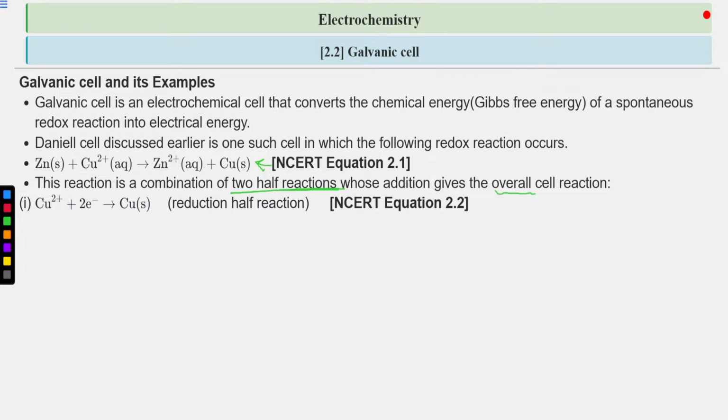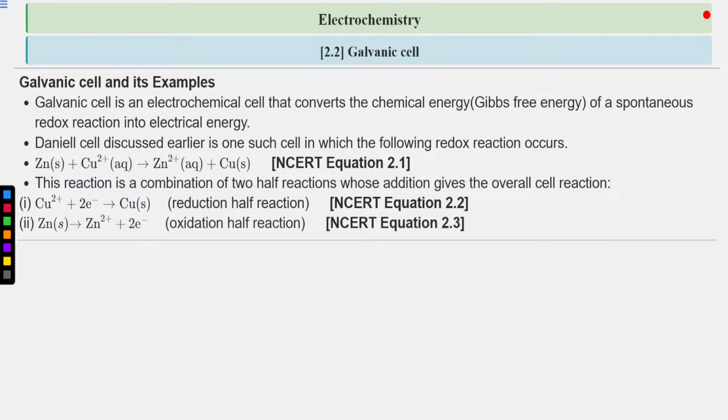If you add them, they will give the overall cell reaction, which is this. The first is the reduction half reaction, which is this one: copper 2 positive plus 2 electrons converting to copper. So copper goes from 2 positive to 0, becoming neutral. That means it is gaining electrons and reduction is happening. So this will be the reduction half cell. This is NCERT equation 2.2.